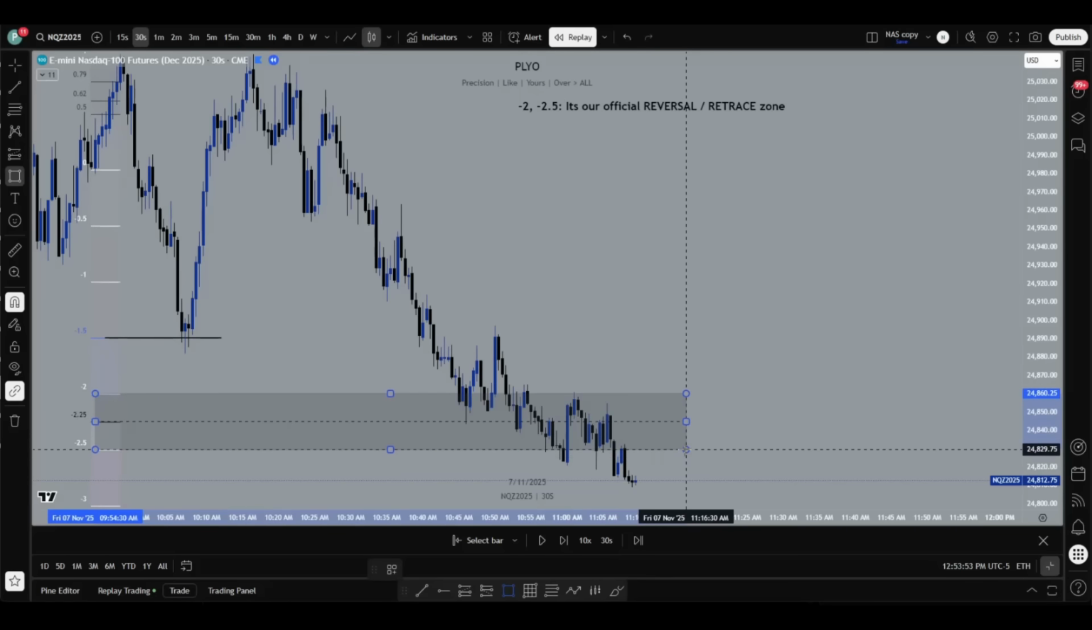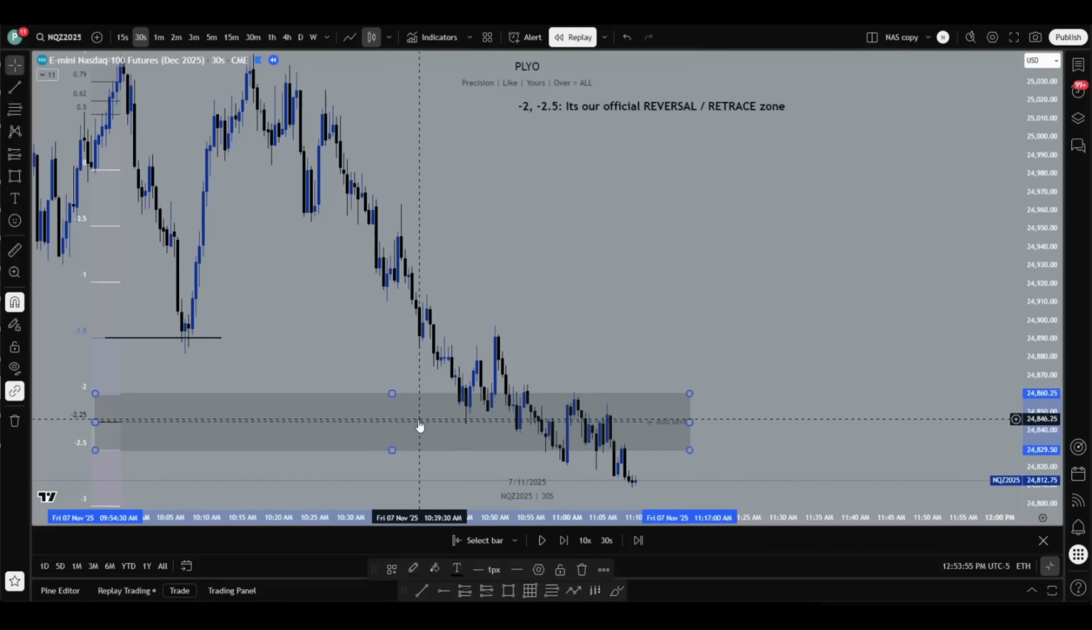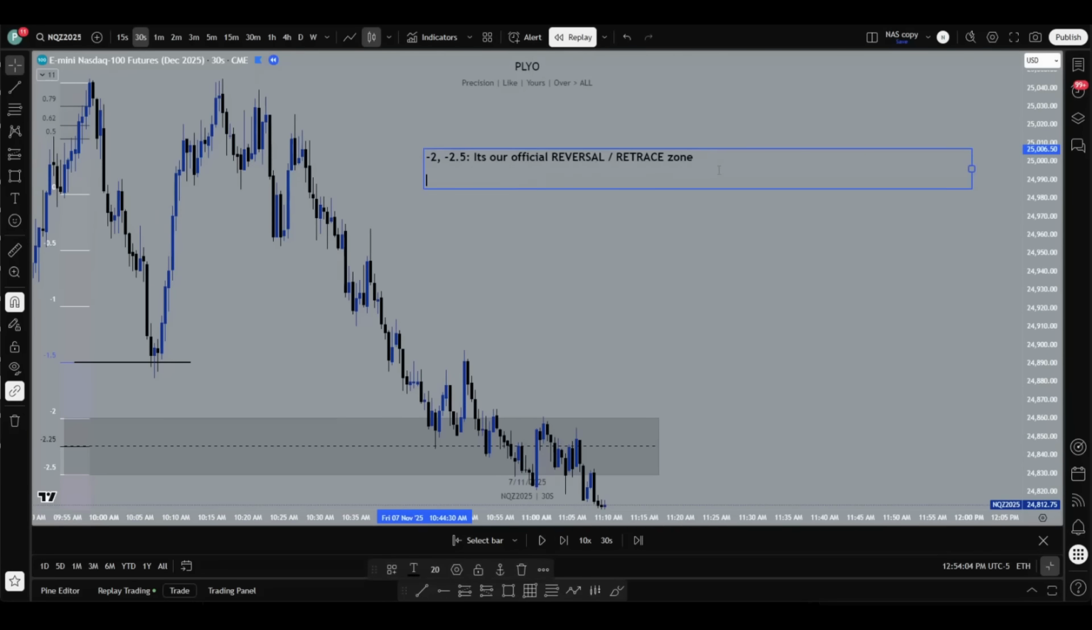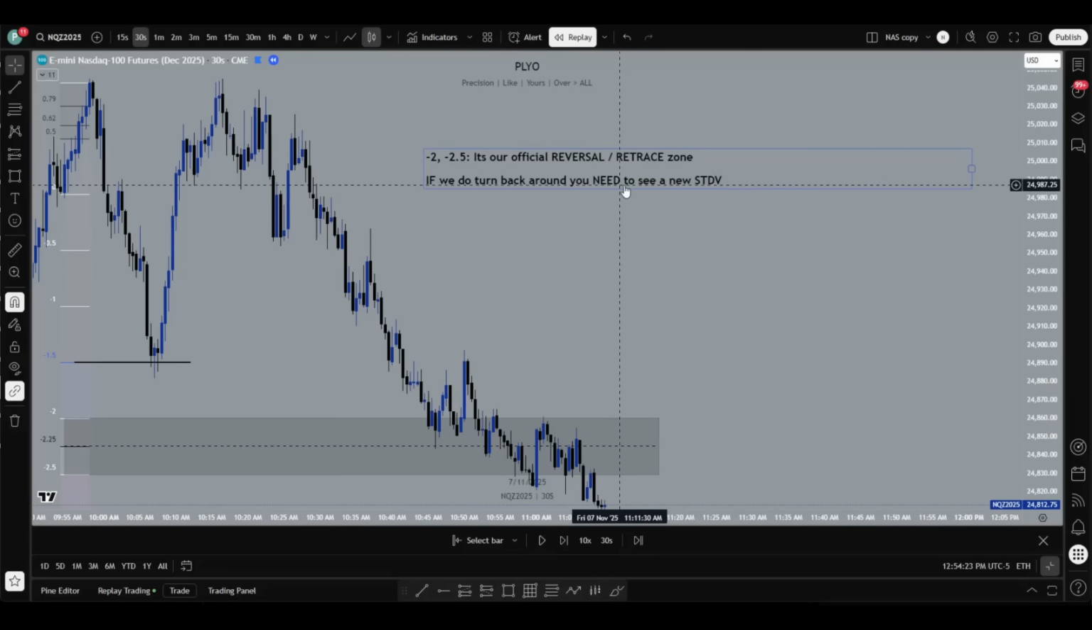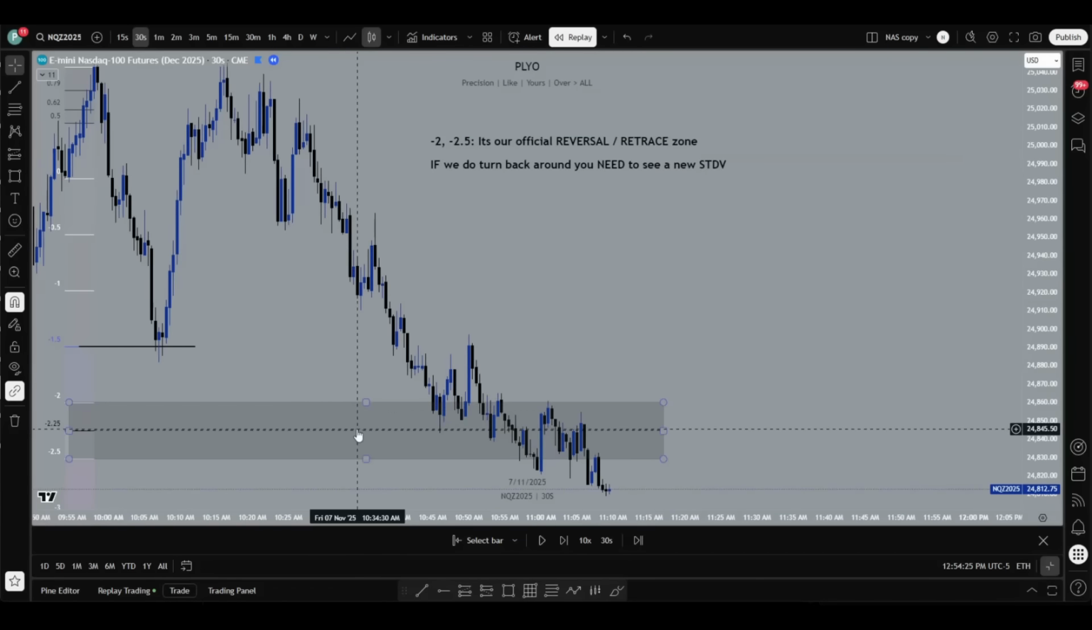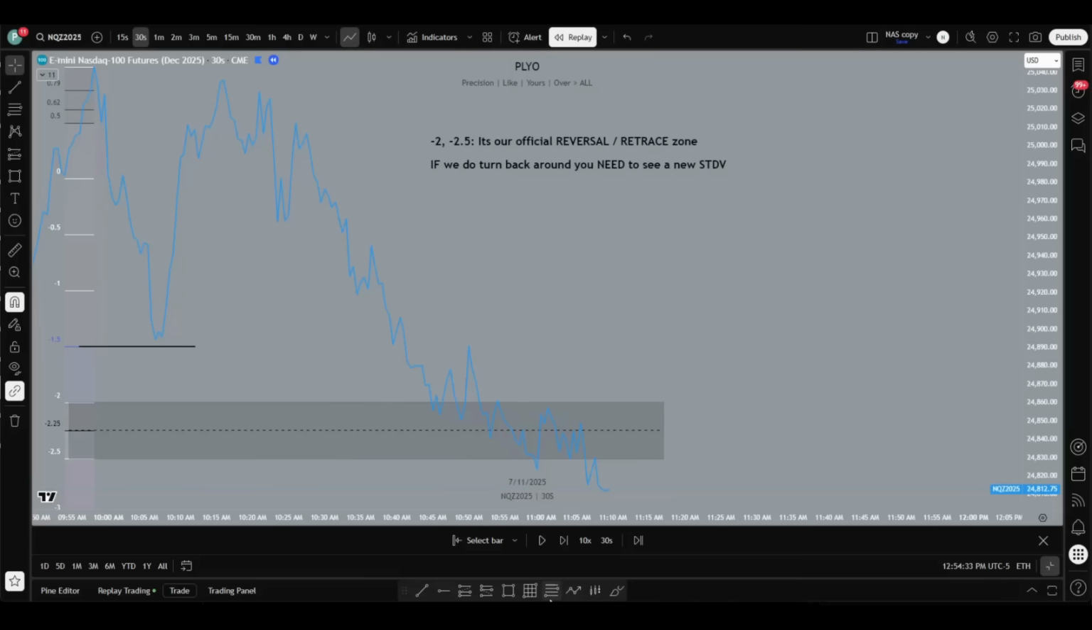That's why you always see me on stream put a gray box around it, because this gray box gives us the highest potential for price to turn back around. Okay? Now, what you actually want to see out of this zone is if we are going to turn around, you need to see a new standard deviation if you expect it to turn back around as -2. What does that mean? It means we need to see a new bullish manipulation leg up to the upside. Okay, it looked like we almost had it here, right? You could have considered this as a real one, right?